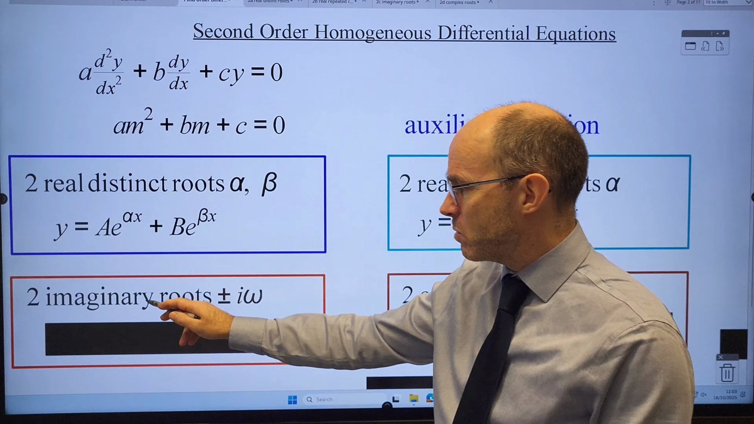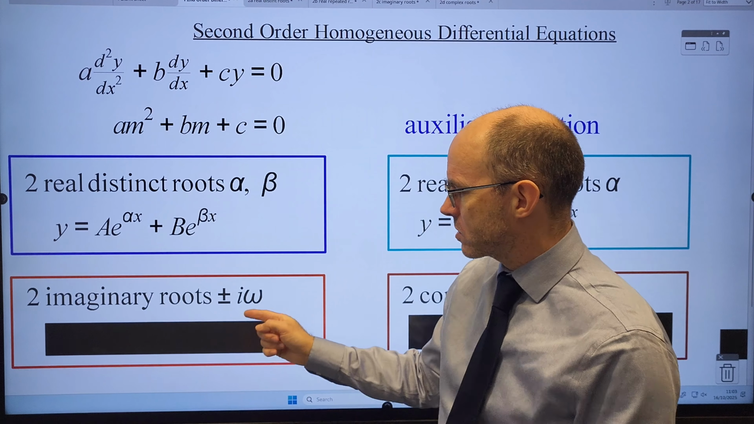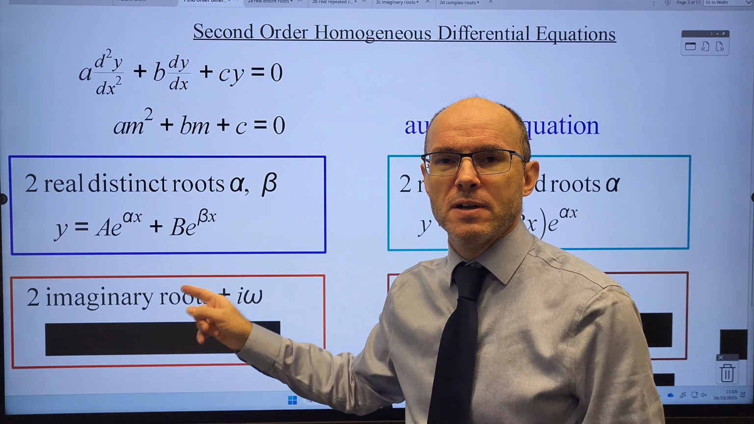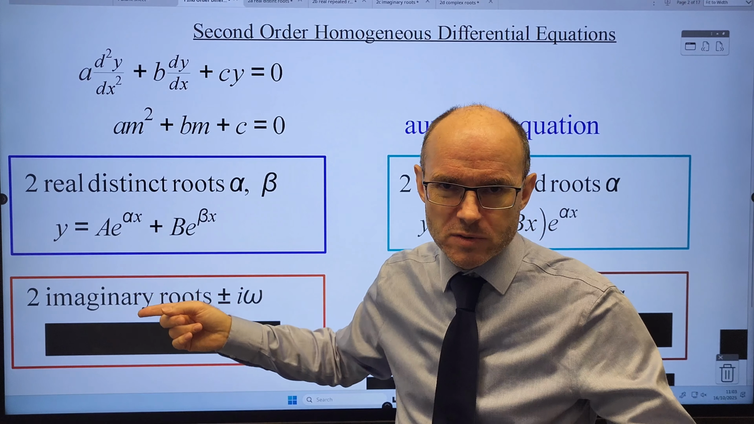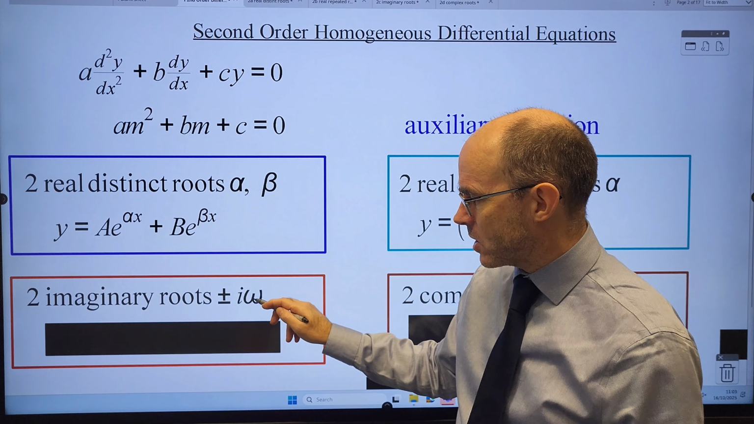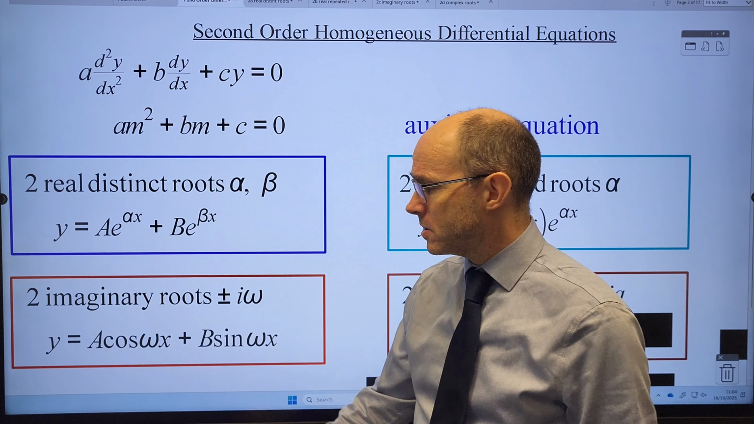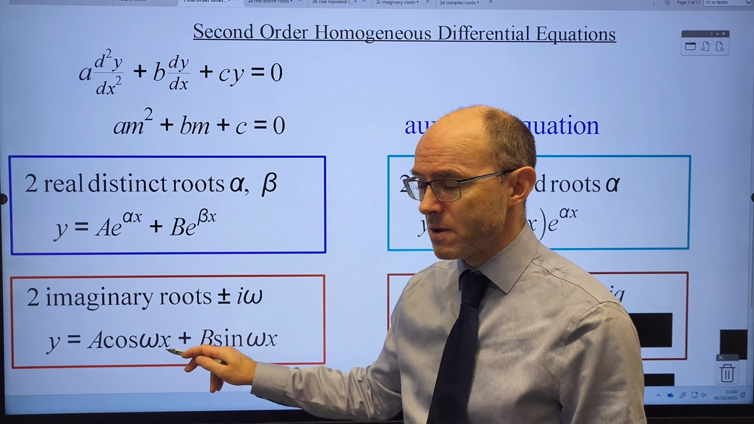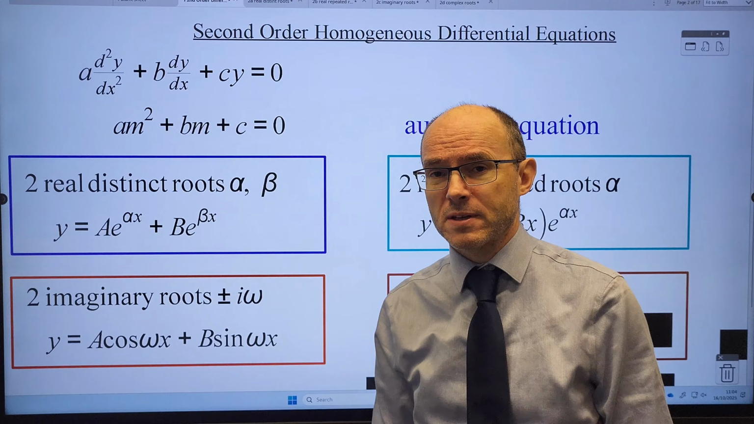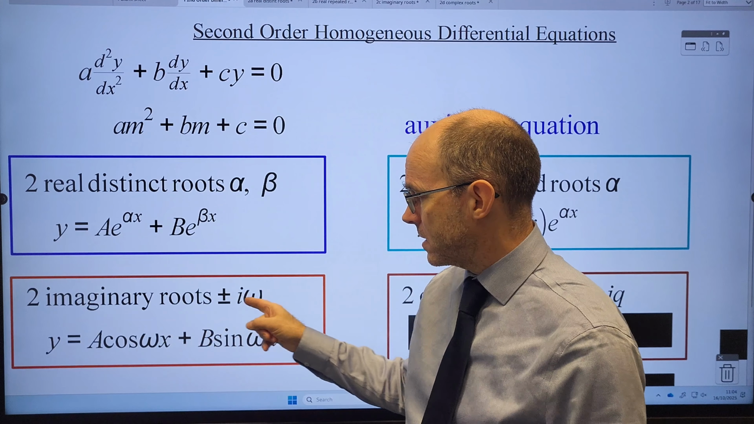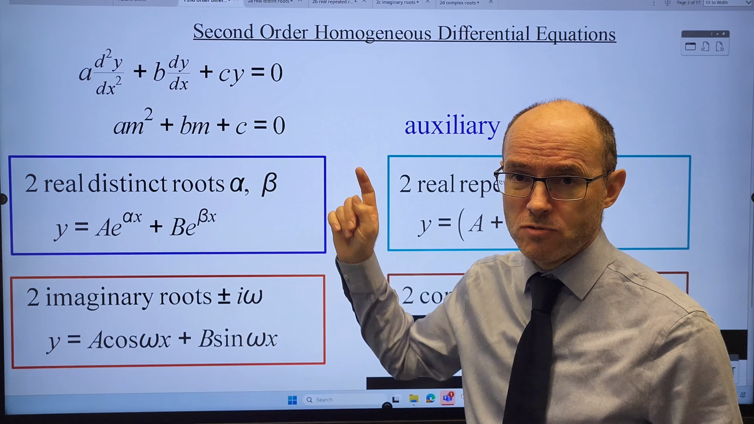And then in this case here, we've got 2 imaginary roots, and I've used the Greek letter omega for this. So either it's positive or negative, some number times i, like 5i or something. And I've used that letter omega to represent that value. The general solution looks like this. A cos omega x plus B sine omega x. Okay? Again, the A and B, those are constants that remain. The omega is the value you've got here from your imaginary roots.